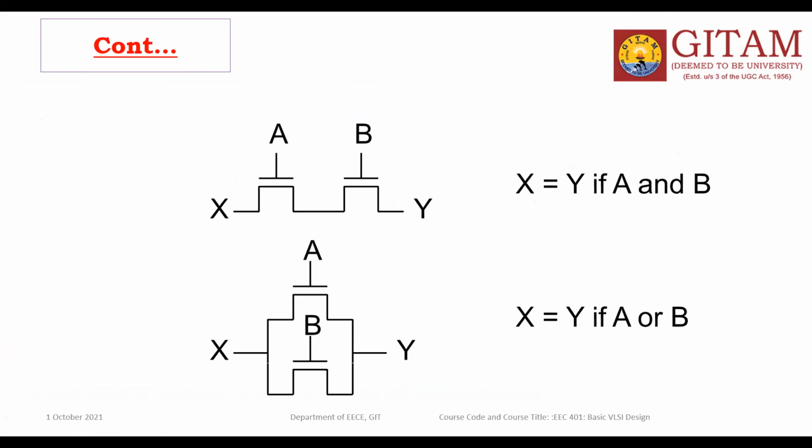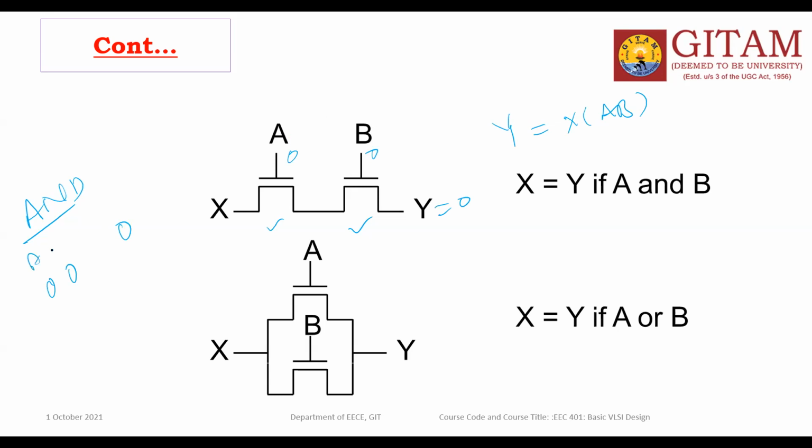So see, this is the AND gate. To realize the AND operation, two pass transistors should be connected in series. So Y is equal to X if A and B, that is, Y is equal to X into A into B, A dot B. Whenever inputs are 0, 0, both are open, and Y is equal to 0. If 0, 0, the output you got is 0.